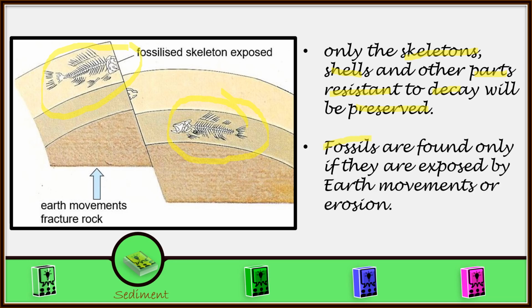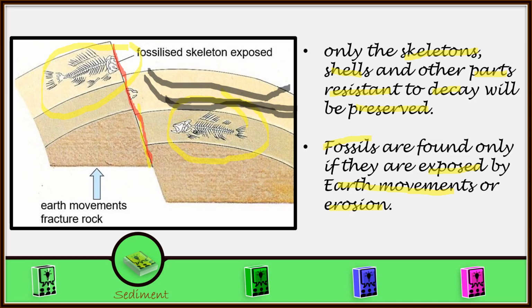Fossils are found only if they are exposed by earth movement or erosion. So it is really very hard to find fossils unless there has been earth movement which pushes the rocks upwards. Then we can expose the fossilized skeleton, but sometimes it might be the washing away of parts of the rocks, and when they are washed away, they can expose the fossils.